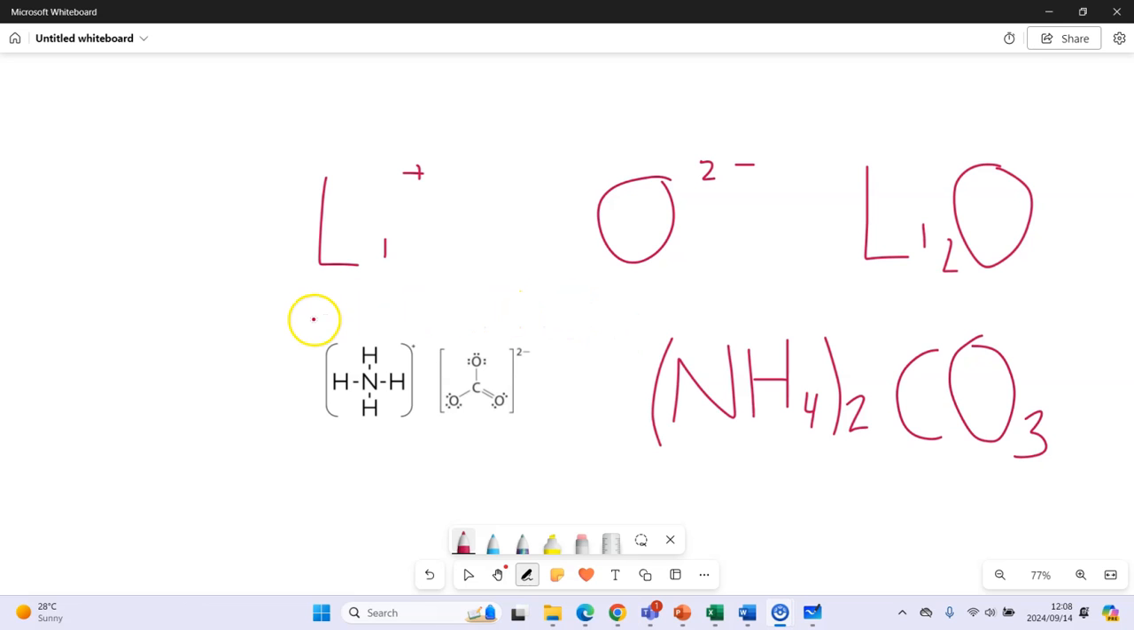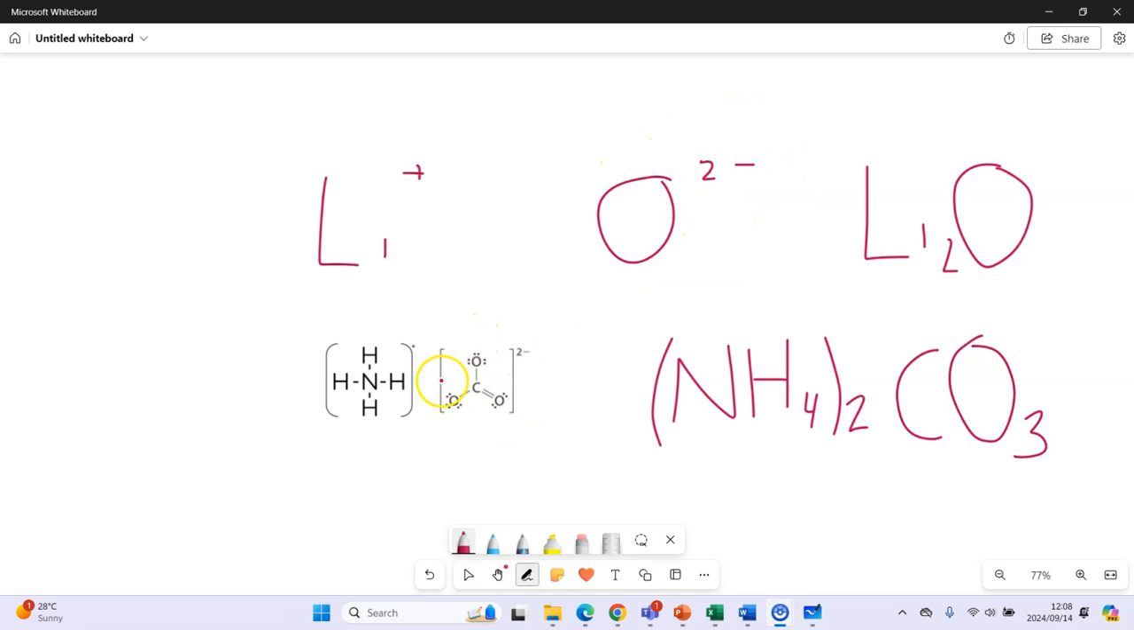It looks a lot more confusing when we deal with ionic compounds like this one, but we've got to treat it in exactly the same way as if the NH4 was a single atom with a plus, just like lithium with a plus. It's the same as saying CO3 2 minus and O 2 minus.